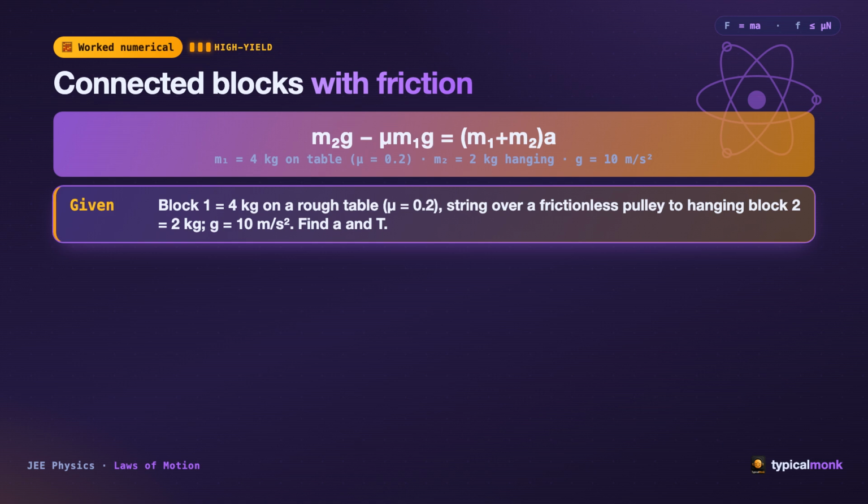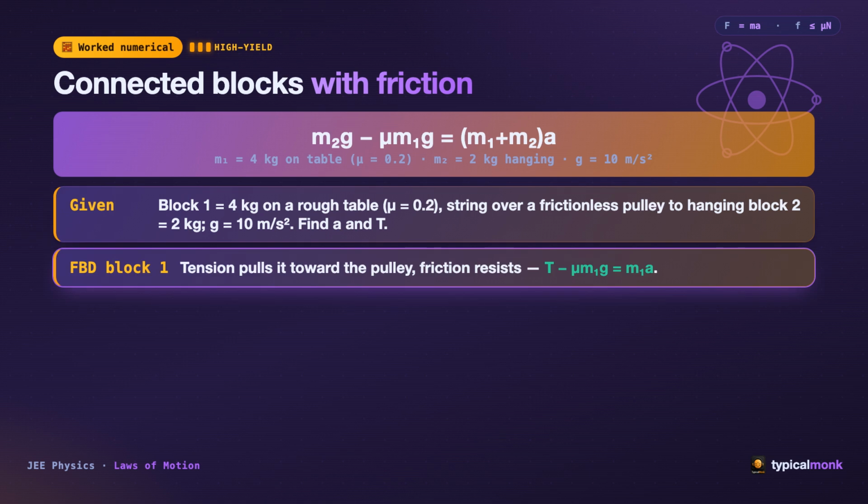Find the acceleration of the system and the tension in the string. Step 1. Given: mass 1 is 4 kilograms on the rough table, coefficient of friction 0.2, mass 2 is 2 kilograms, hanging, g is 10 meters per second squared. Step 2. The free body diagram of block 1.